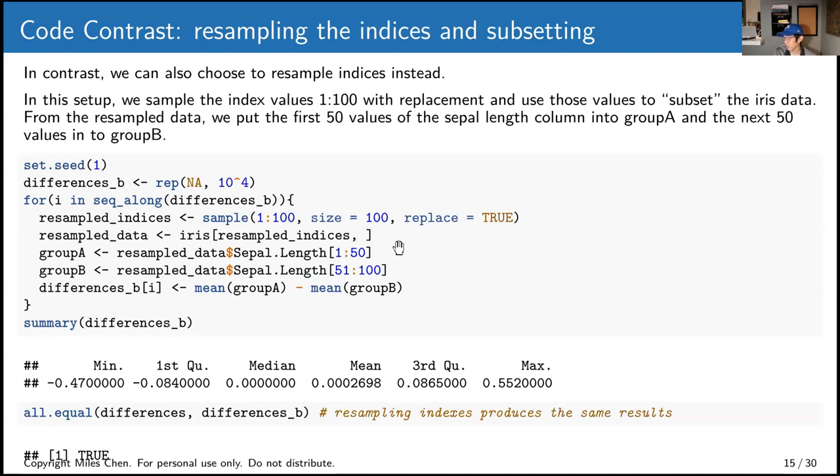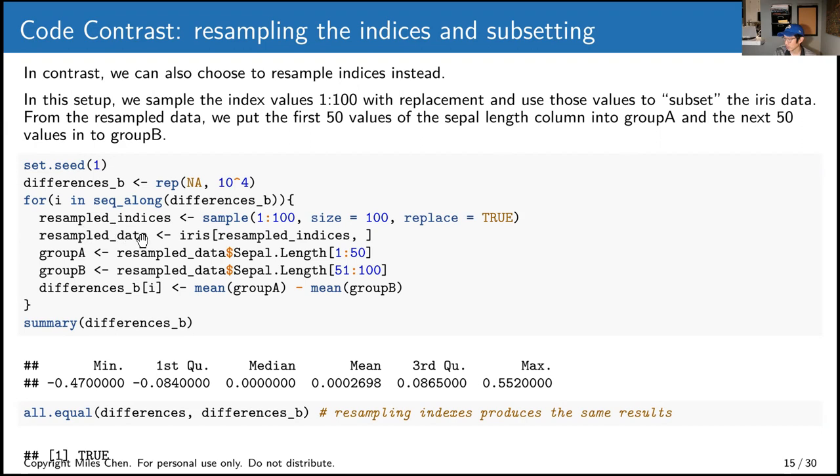so here what we're going to do is resample the indices and take the values here. So I'm going to resample the index rather than the values directly. The resampled indices, we're going to take values 1 through 100 and ask for 100 values with replacement. So we're resampling the indexes. And then once I have these resampled indexes, I'm going to subset the iris data on those resampled indexes.